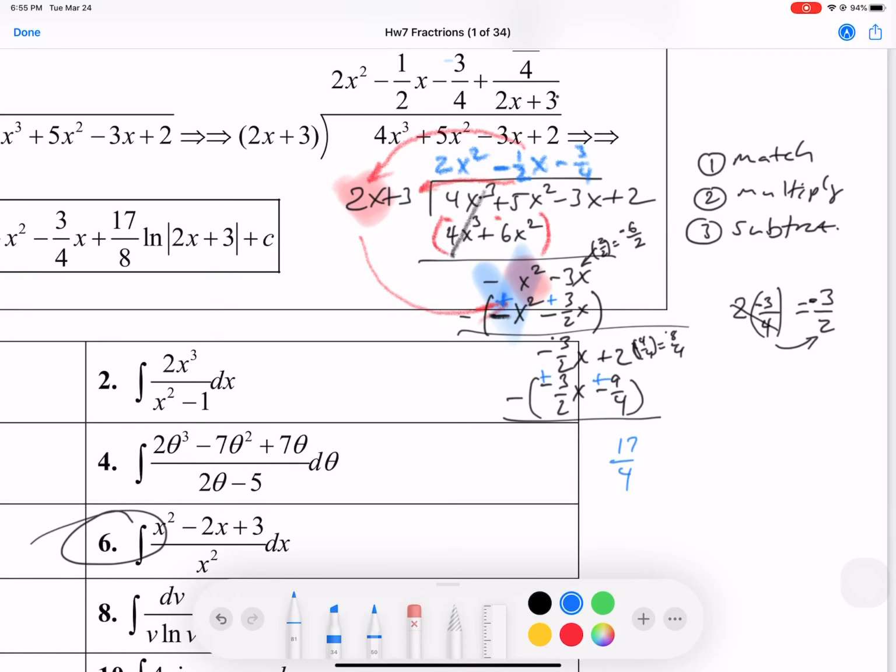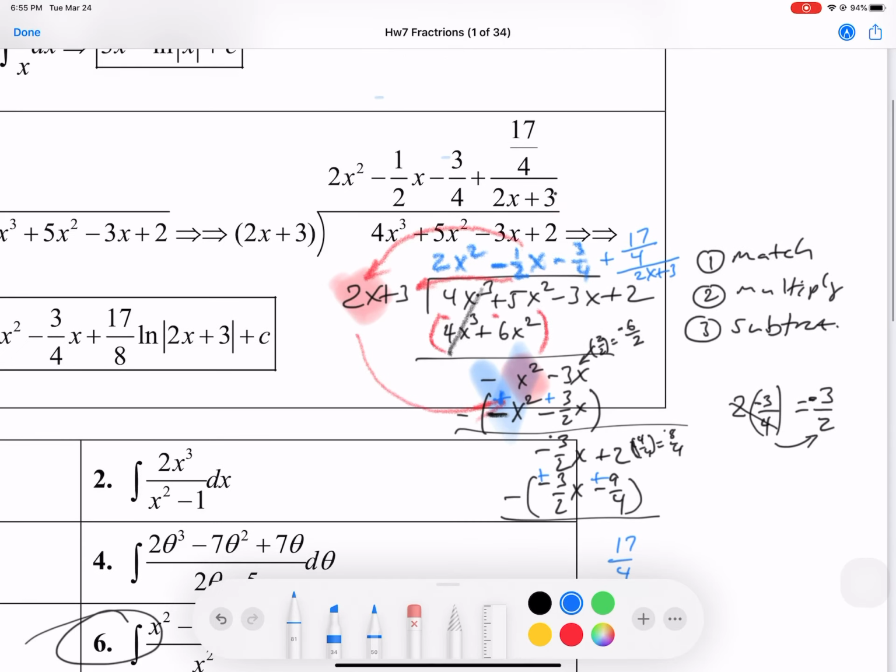To rewrite this at the end, we end up with a plus 17 over 4 divided by 2x plus 3. And that's the answer that they got here.